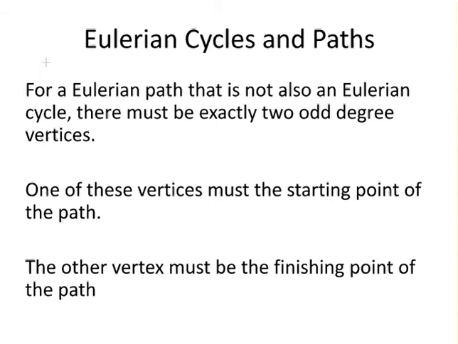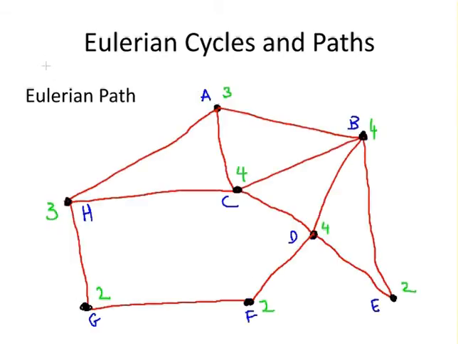For an Eulerian path that is not also an Eulerian cycle, there must be exactly 2 odd degree vertices. One of these must be the starting point of the path, the other must be the finishing point. So here we have another graph, and I've put in the degree of each vertex beside it in green. We see that the degree of A is 3 and the degree of H is also 3. So these must be our starting points for our path. Let's begin and come up with an Eulerian path.